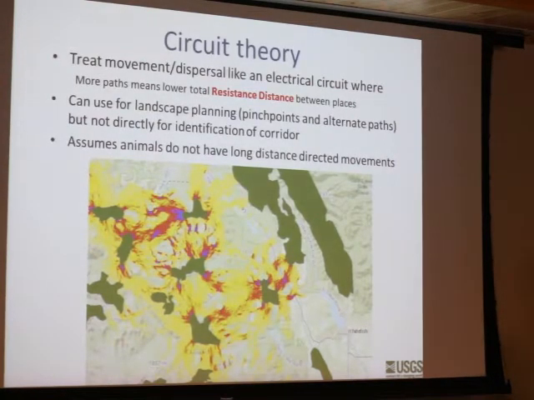Well, I would just say that in my experience with circuit theory, you have to really know your species and scale it to your species. I just found it really hard to use when the area I was working on was small. Yeah, but I guess it's your resolution to your raster.